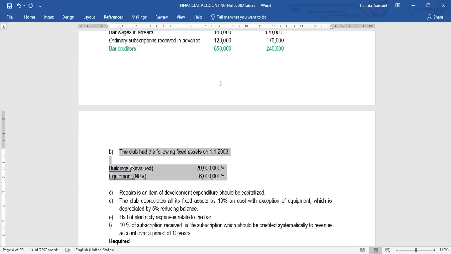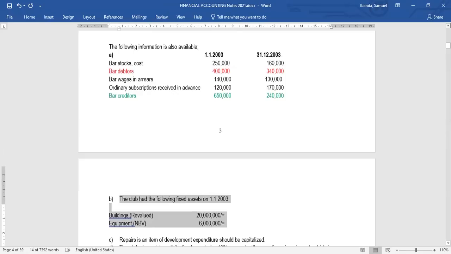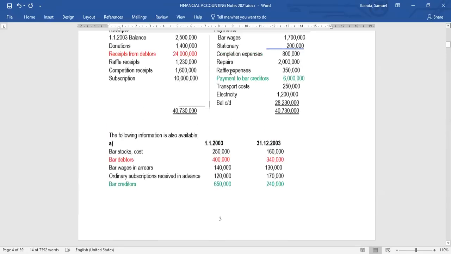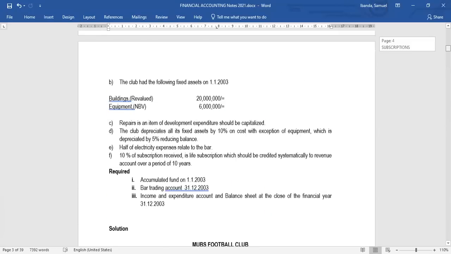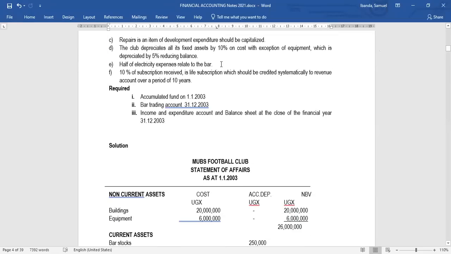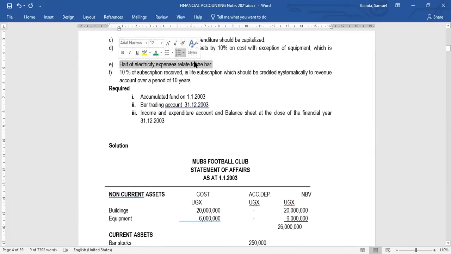Now, in this case, the only expenses that I'm seeing that relate to the bar is the bar wages. Remember all these repairs, raffle expenses, and so on, they have not told us that they relate to the bar. It's only electricity, by the way. It's only electricity that they have told us that half of the electricity expense relates to the bar.